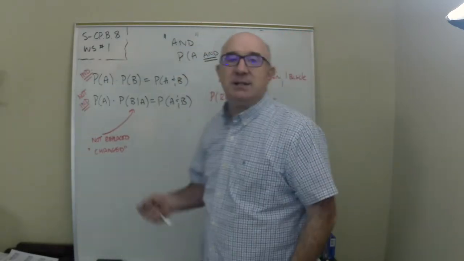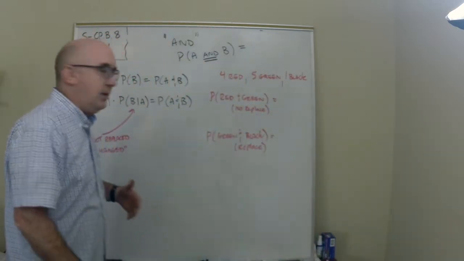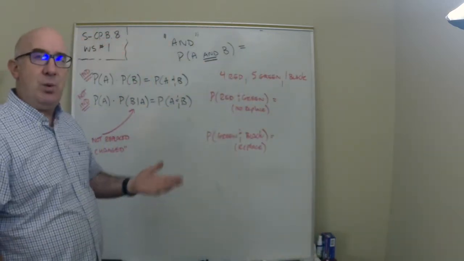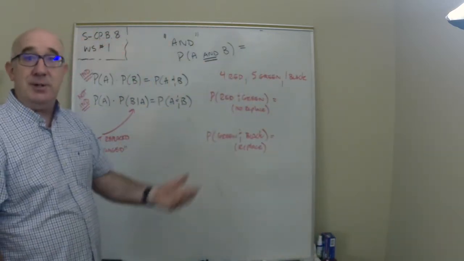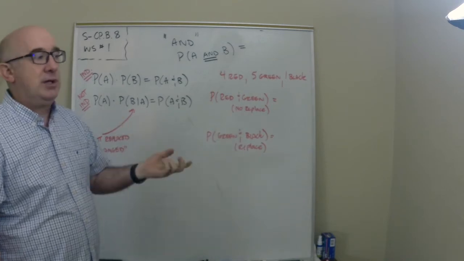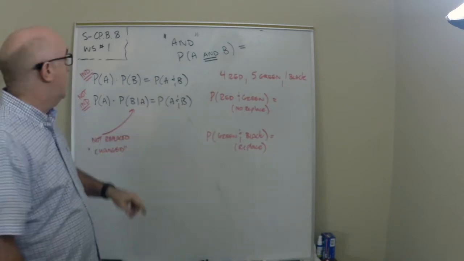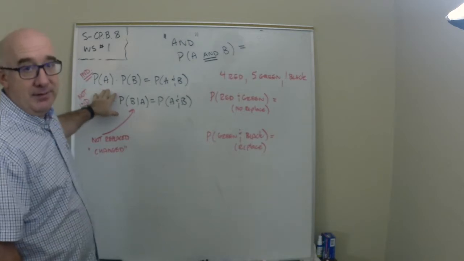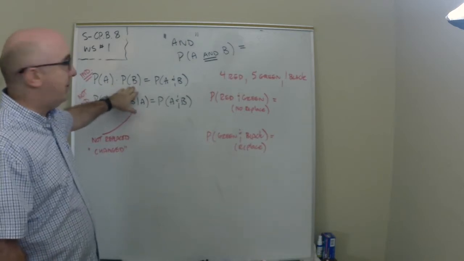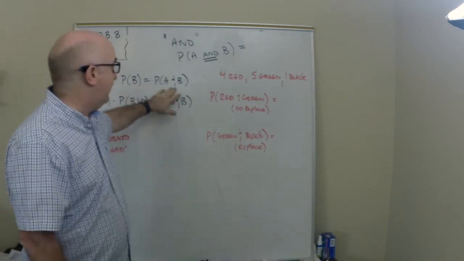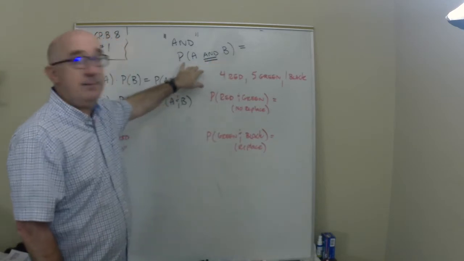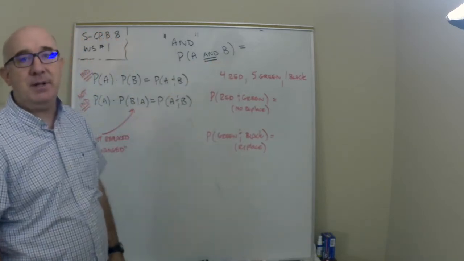There are two things that could happen. If you're in an independent relationship, where the two things you're doing don't impact each other, like rolling a dice and picking a card, they don't have anything to do with each other. Then it's simply the probability of A times the probability of B gives you the probability of A and B, the AND statement, both of them happening.